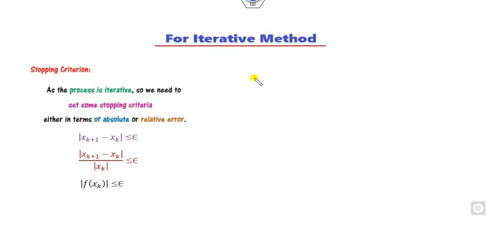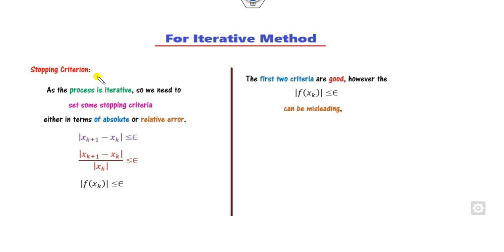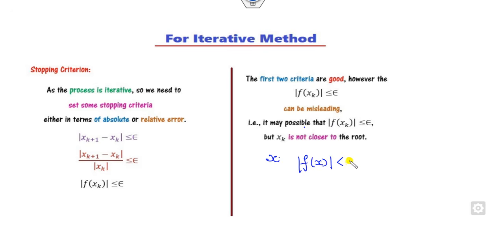So we all know how to define the absolute error. This is called the absolute error, this is called the relative error, and this is called the function value, that is f(x). These first two are absolutely fine for working as stopping criteria. But once you work with this third condition, it may be misleading. What I mean by misleading is, it is possible that you find a value of x so that |f(x)| is less than some epsilon, say 10^-7, but that x is not close to the actual root of the equation.